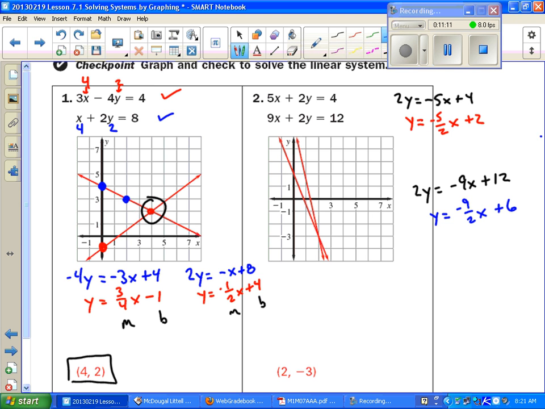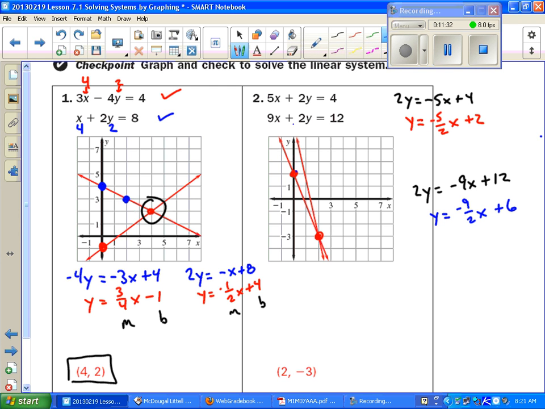So you have two equations that are much more graph friendly. The first one, your b value is 2, so you begin at 2. It tells you to go down 5 and to the right 2 times. 1, 2, 3, 4, 5, and to the right 2 times. There's your second point. Your second equation tells you to begin at 6.